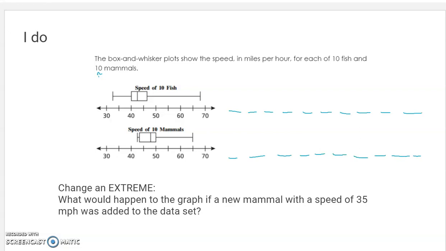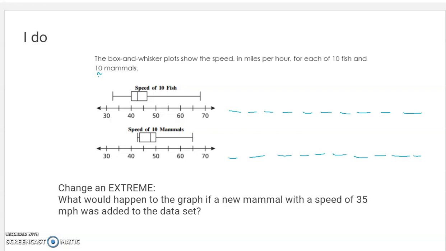So let's think about how these box and whisker plots would change if some things happened. What if a new mammal with a speed of 35 miles per hour was added to the data set? Right now, you'll notice that's much slower than the very slowest mammal. We don't know all these values on this chart, but we do know a few.